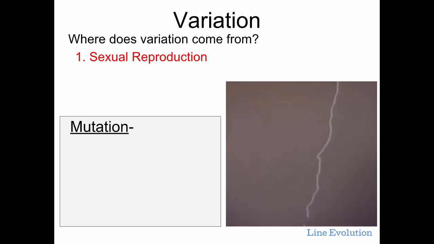But then there's another factor that leads to variation. And these are changes that can happen as reproduction takes place. We call them mutations. And often, people have the wrong idea about mutations because they've watched too many movies, read too many comic books. Having a mutation does not give something superpowers.